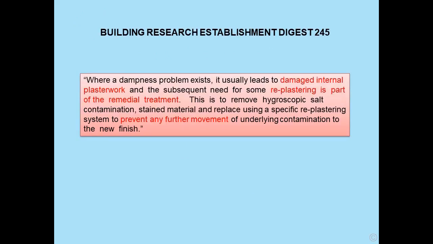Building Research Establishment Digest 245 tells us that where a dampness problem exists, it usually leads to damaged internal plasterwork, and the subsequent need for some replastering is part of the remedial treatment. This is to remove hygroscopic salt contamination and stained material, and replace using a specific replastering system to prevent any further movement of underlying contamination to the new finish. In other words, it prevents future spoiling. And indeed, this is irrespective of what damp-proof system is used as a retrofit system.